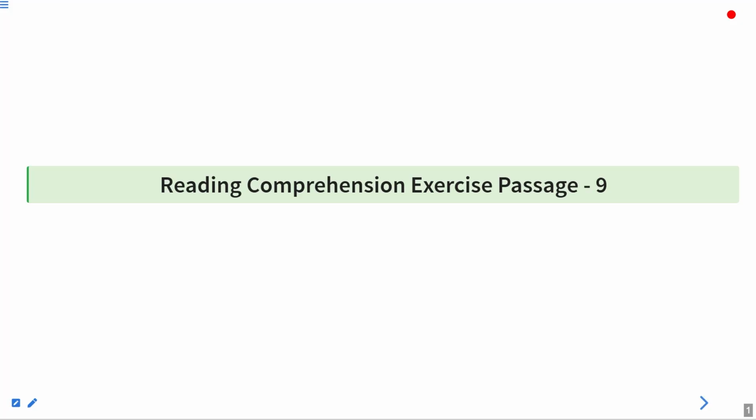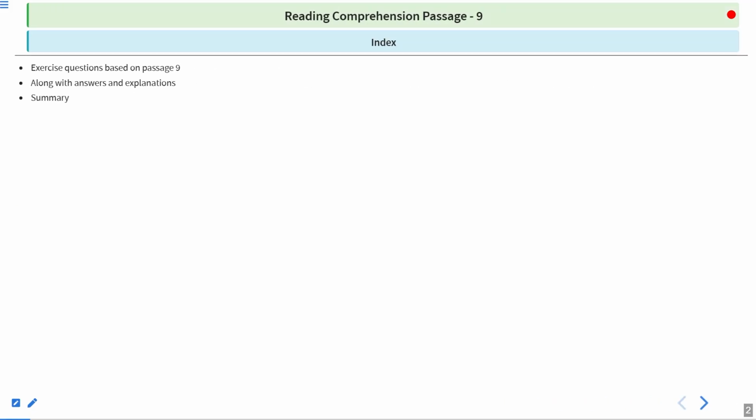Hello everyone, in today's session we are going to discuss reading comprehension. This is exercise passage 9. Let's begin. First of all, the index: exercise questions based on passage 9 along with answers and explanations and summary as well.